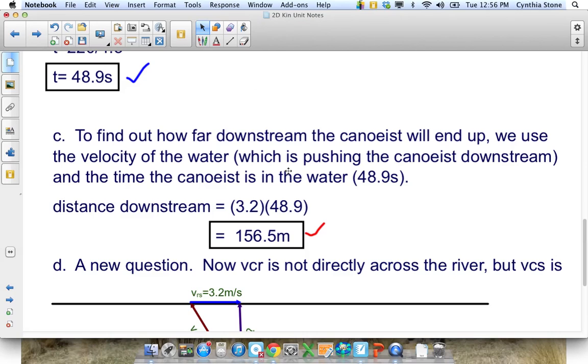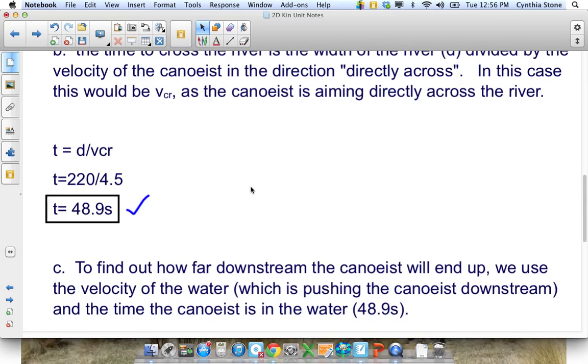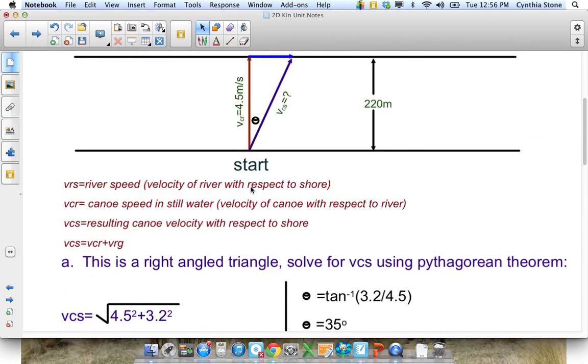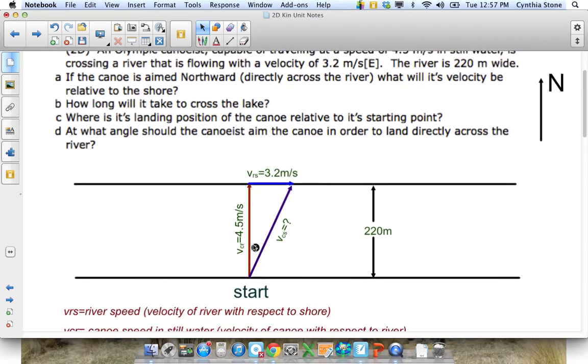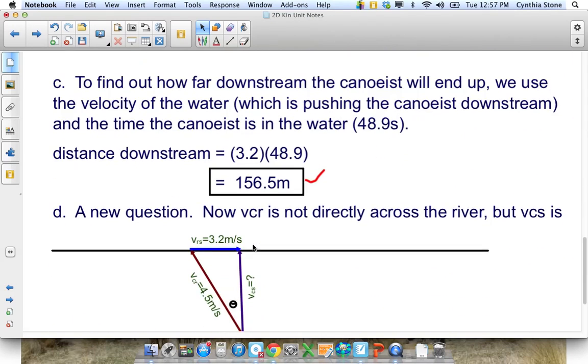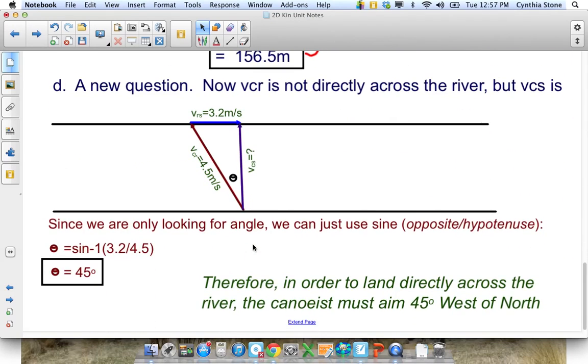Okay, part D is where the question becomes a whole new problem. I redrew it. Part D says, at what angle should the canoeist aim in order to land directly across? This time they're not going to aim straight across. They're going to aim up here somewhere, off in this direction, so the water current carries them to land directly across. So this is the picture.